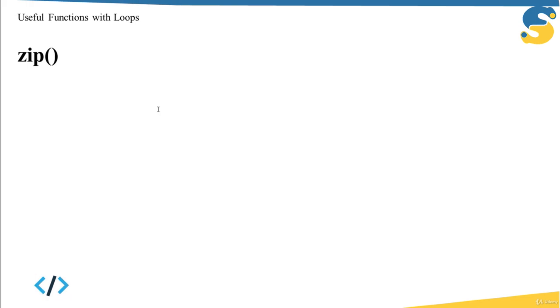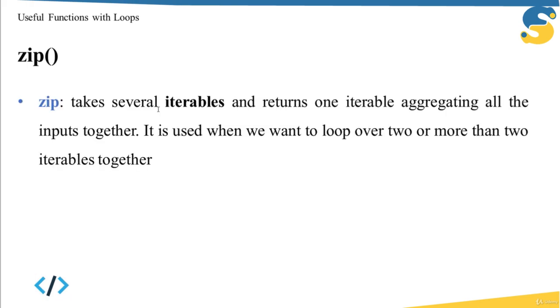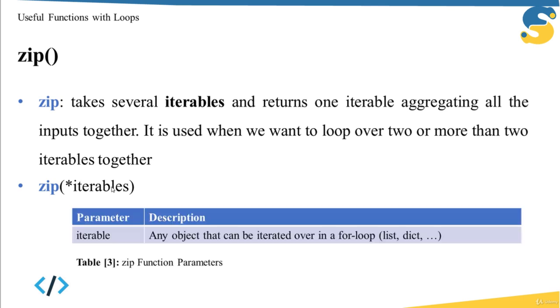The third and last function that I want to talk about is the zip function. Zip is a function that takes several iterables and returns one iterable aggregating all inputs together. The main use case of the zip function is when I want to loop over 2 or more iterables together. So if you want to use the zip function, usually we say zip, asterisk, iterables. And asterisk here means that you can pass as many as you want of these iterables. So again, what's an iterable? It's any object that can be iterated over in a for loop. Let's move now to the PyCharm IDE to see some examples.